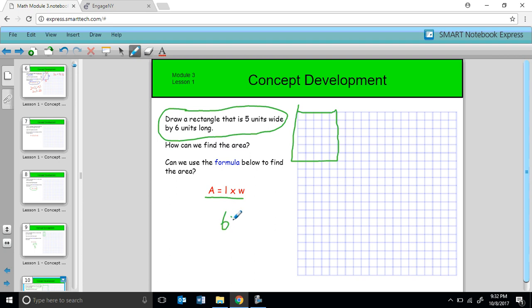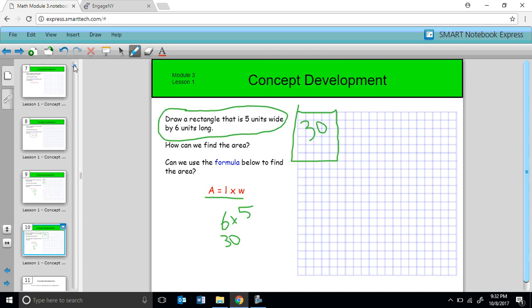6 times 5 equals 30, because I know 5, 10, 15, 20, 25, 30, but I'll double check. 5, 10, 15, 20, 25, 30. Yep, there's 30 squares in there, therefore it has to be it.